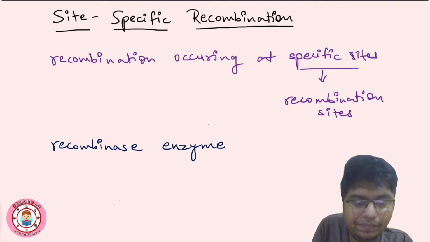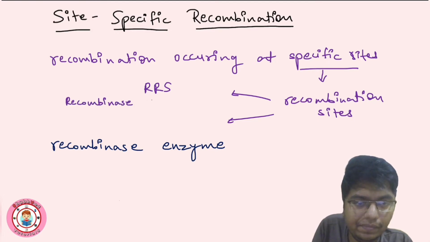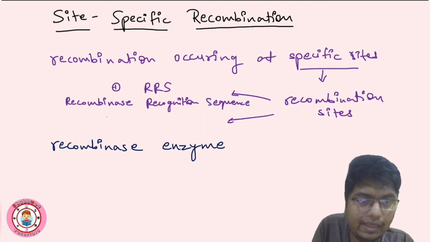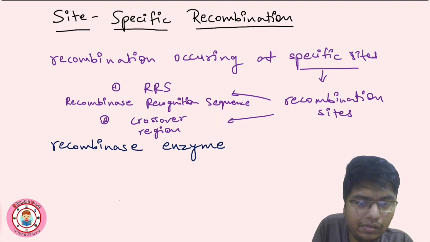Recombination sites have two components basically. First is the recombinase recognition sequence. I will write the full form here also: recombinase recognition sequence. This is the first component. And the second component is the crossover region, where the crossovers take place.